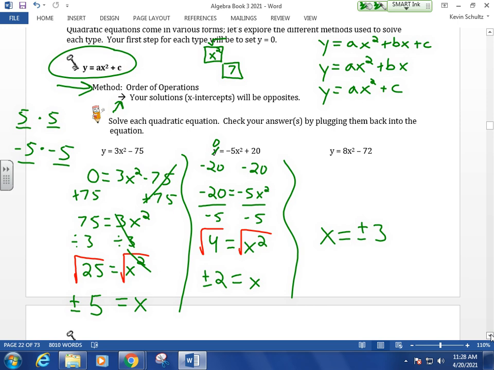The directions do say to check your answer, and so all you would do, like when you plugged in the x value of the vertex, is take positive 3. You'll go back up here and say, does 8 times 3 squared minus 72 equal 0? Well, 3 squared is 9. Times 8 is 72, minus 72 equals 0, right?